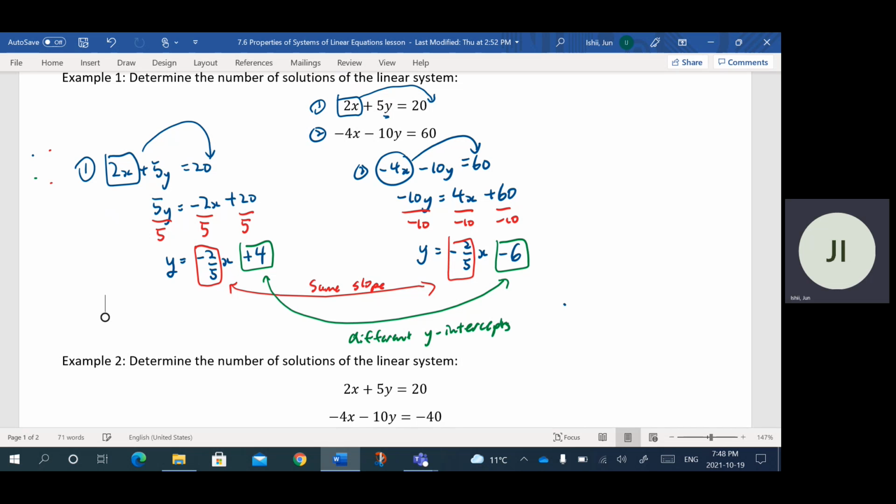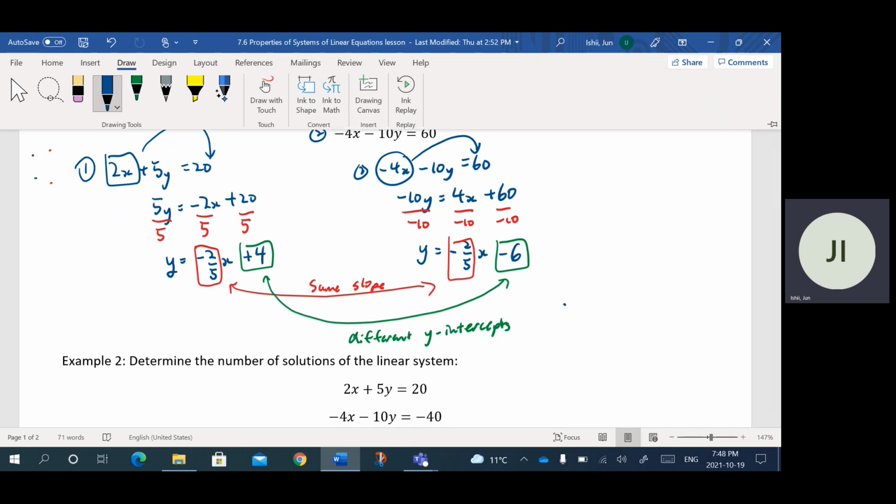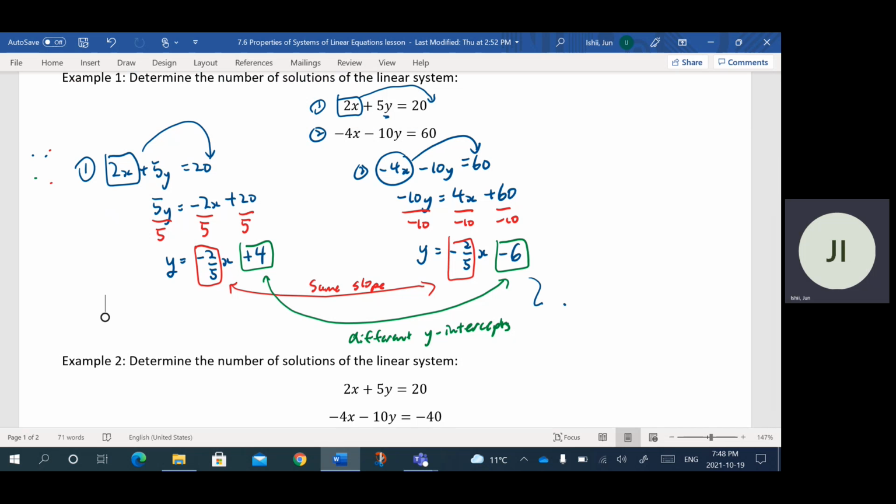All right, so what does that mean? Well, we have two lines with the same slope but different y-intercepts. So that means that these are parallel lines, which means that they'll never intersect. So as a result, we can conclude that this system here has no solution. Actually, I probably should have written parallel lines. If the two lines are parallel, you're going to have no solution.